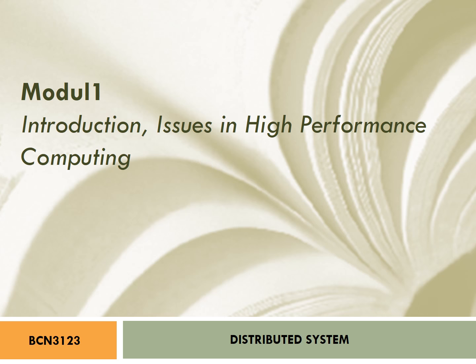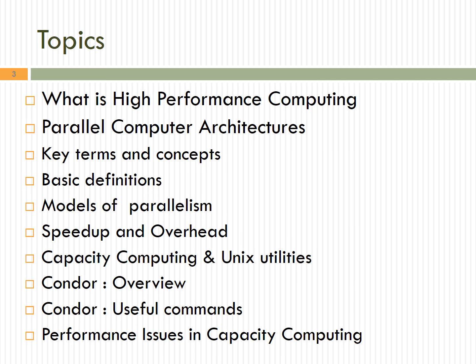So this is module 1, which is Introduction to Issues in High Performance Computing. The topics related are: what is high performance computing, parallel computer architectures, key terms and concepts, basic definitions, models of parallelism, speed up and overhead, capacity computing, and Unix utilities, overview and useful commands.